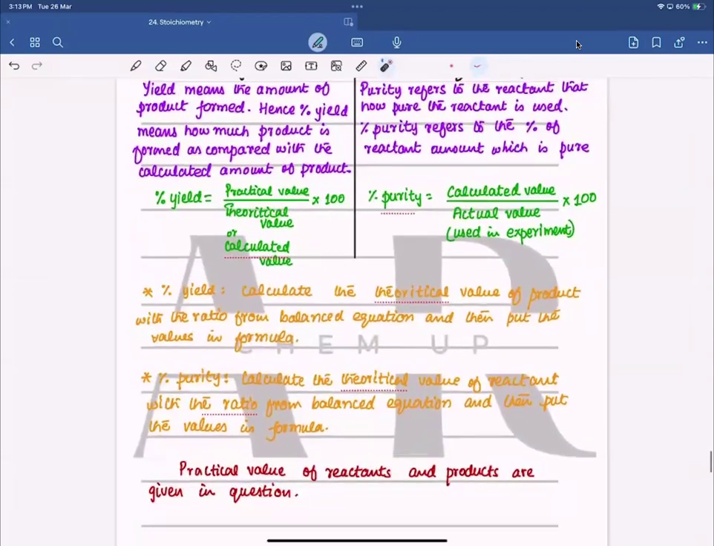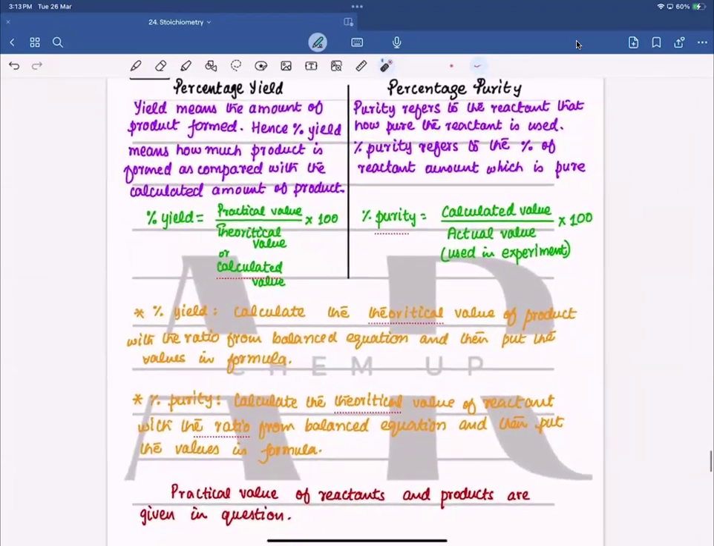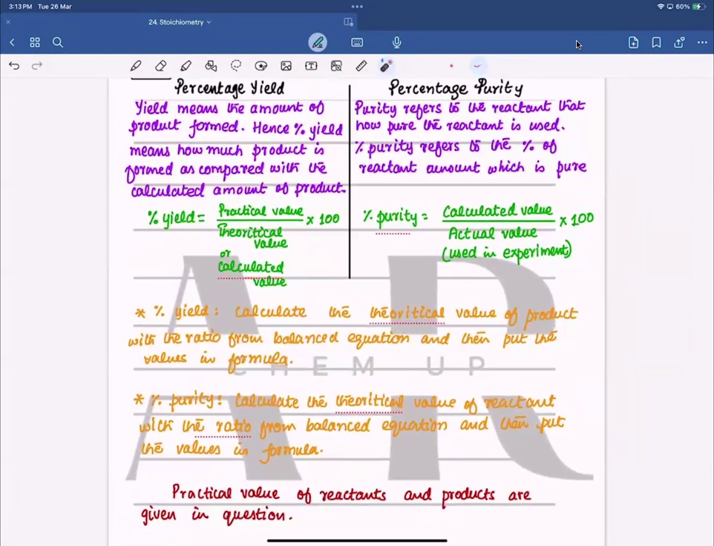Yes, sir. So whenever we say percentage yield, it means they are asking to calculate the theoretical value. You have to calculate the theoretical value with the ratio from the balanced equation and then put the values in this formula. If the examiner asks you to calculate the percentage purity, you will calculate the theoretical value of the reactant with the ratio from the balanced equation and then put it in the formula. Use values to find it.